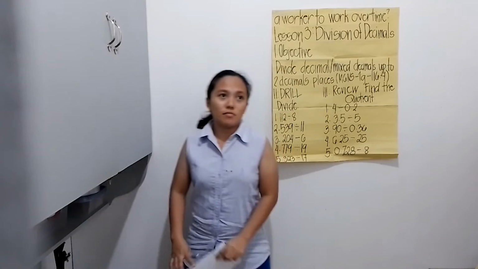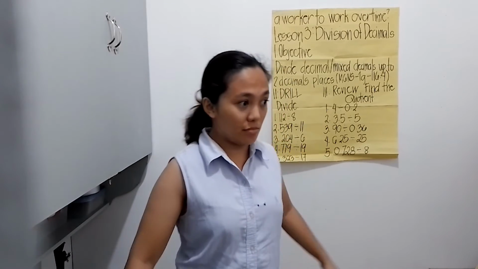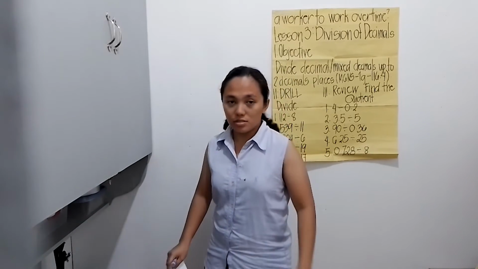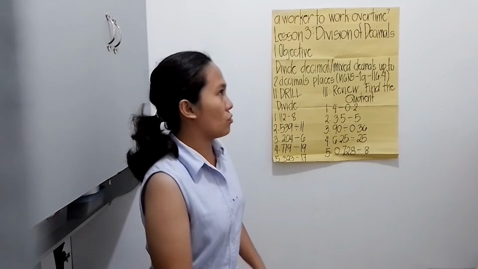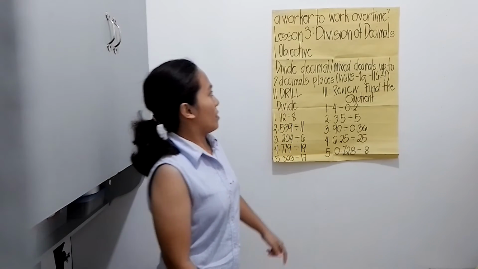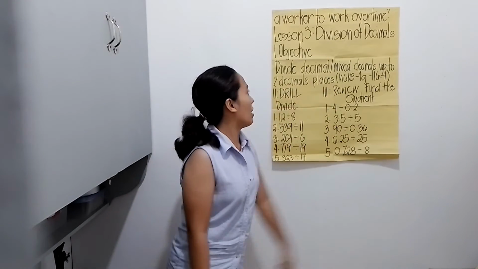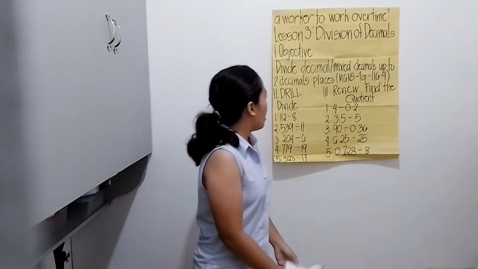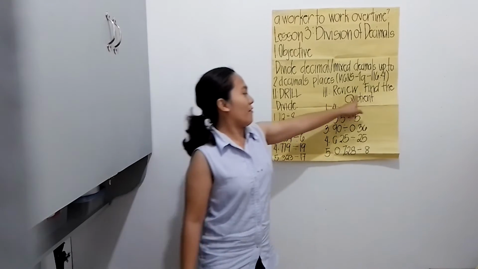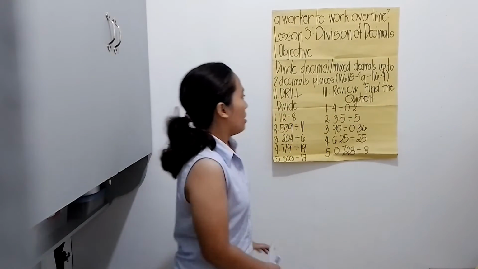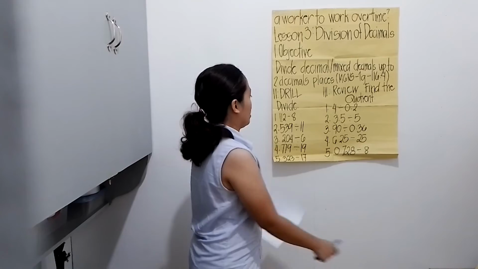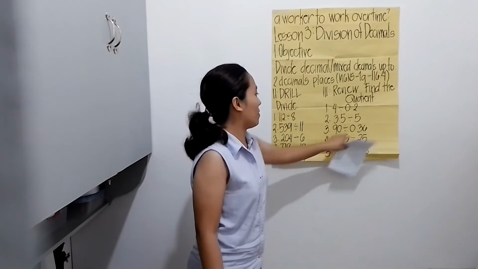So everyone, let's continue the topic of decimals. So when we say decimal, it is division of decimals, divide decimals or mixed decimals up to 2 decimal places. So we have the drill and the review time of the questions. So let's start how to answer all of these problems.